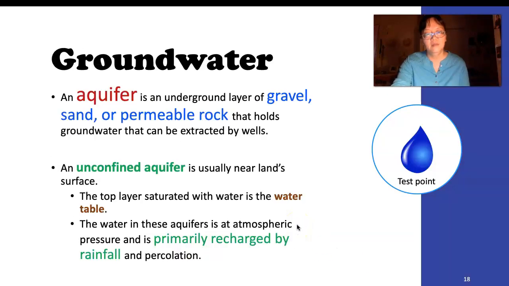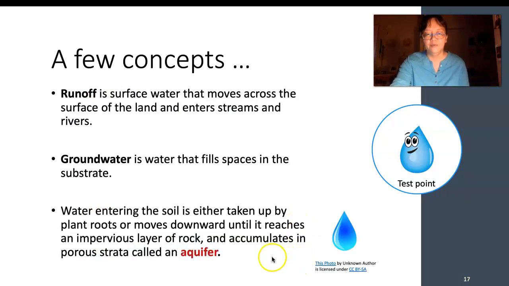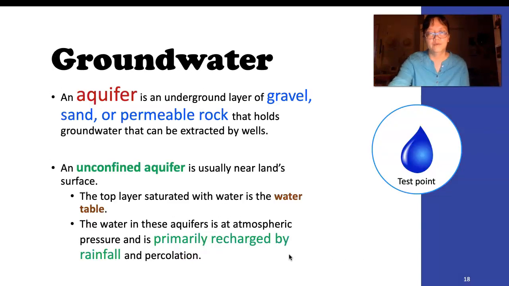What is an aquifer? Water entering the soil is either taken by plant roots or moves downward until it reaches an impervious layer of rock, and accumulates in porous strata. Those areas are called aquifers. An aquifer is an underground layer of gravel, sand, or permeable rock that holds groundwater that can be extracted by wells.